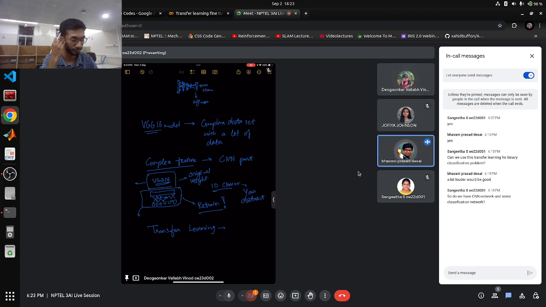Correct. So you can even replace it with a completely different type of network. You can even put, let's say, an image generation, so a GAN kind of thing, over it at the end, and it will still do a good job of getting a desired result without having to retrain this big model that we are talking about, the VGG16 model. I hope that answers the question. Yes, thanks.